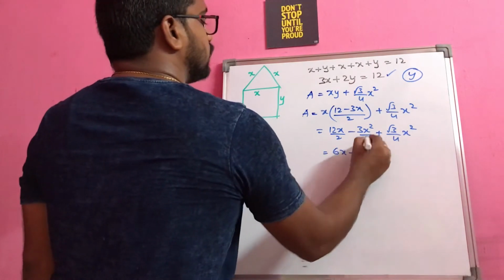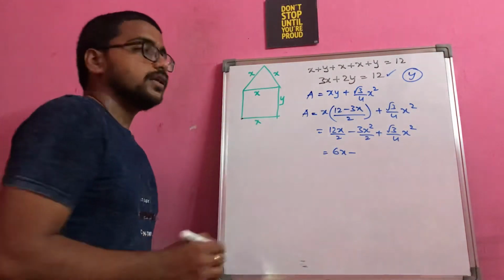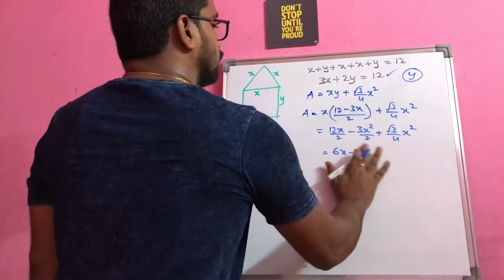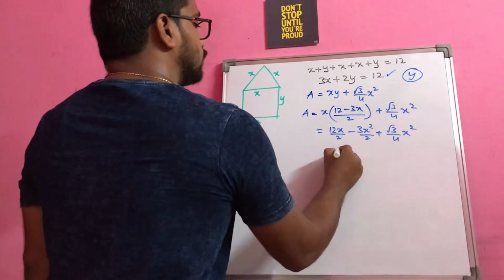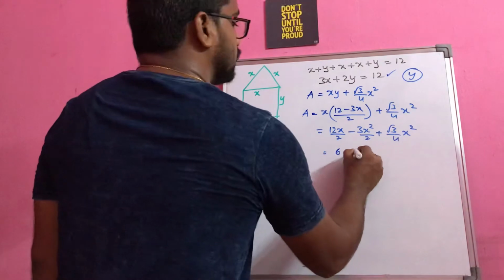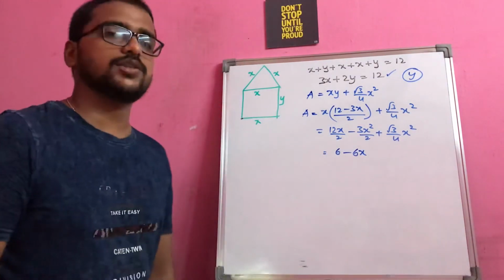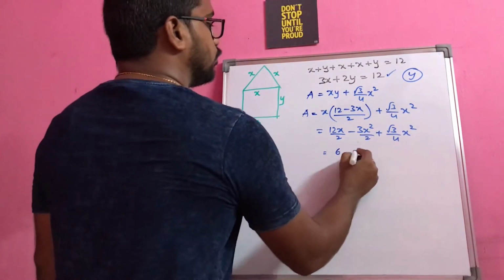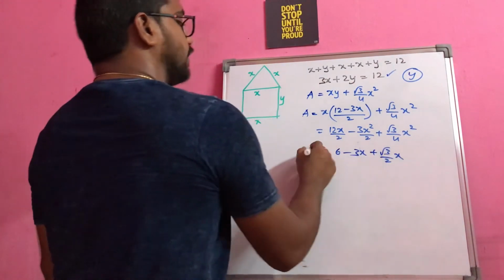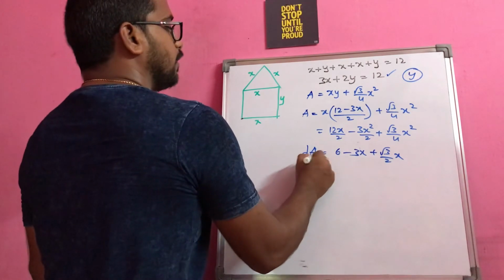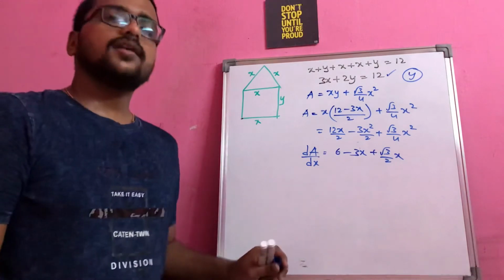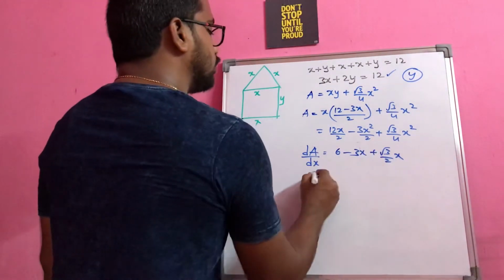Differentiating, 6x gives 6, and this is minus 6x, because x square differentiation is 2x, 2 and 2 get cancelled, so you will get 3x here, and this is root 3 by 2 x you will be getting. This is dA by dx, right? So we got the value of dA by dx.